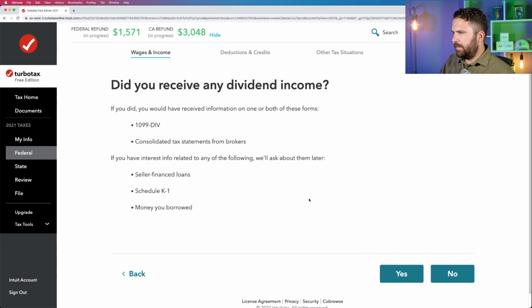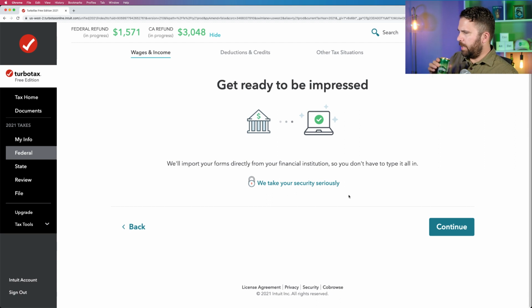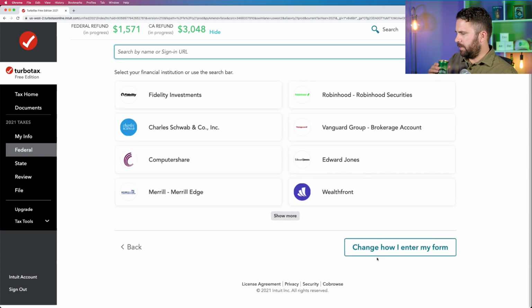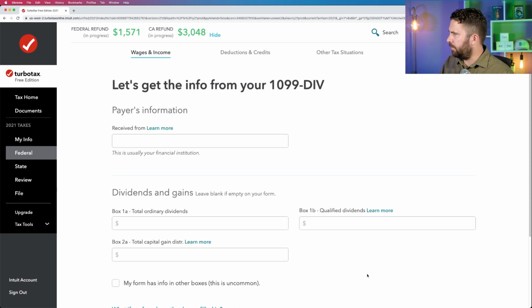Did you receive any dividend income? Yeah, 1099-DIV, consolidated tax statements for brokers. This is more complicated stuff that doesn't apply to our taxpayer situation. Get ready to be impressed. Well, yeah, not really. I'm going to type it manually because this is all fake. I mean, you can certainly have it imported, but because this is a fake document that I made up, I'm going to type it in myself, obviously.